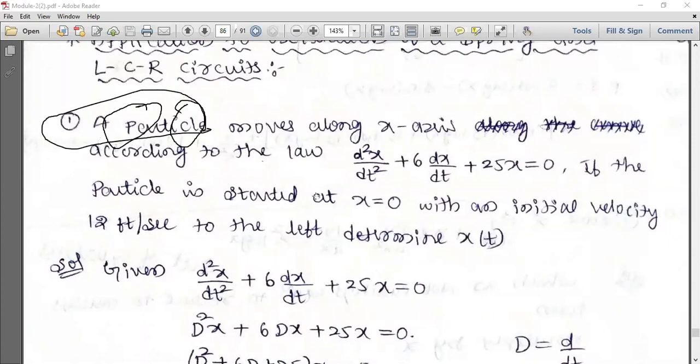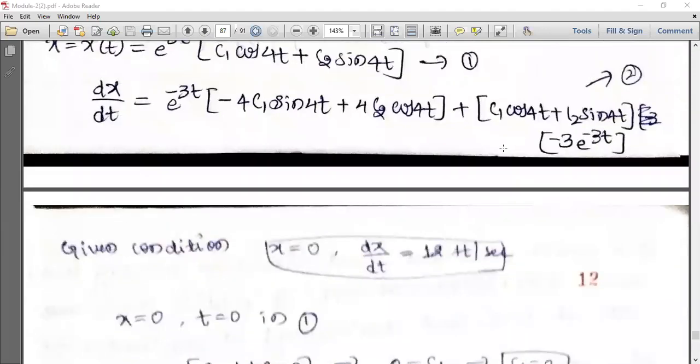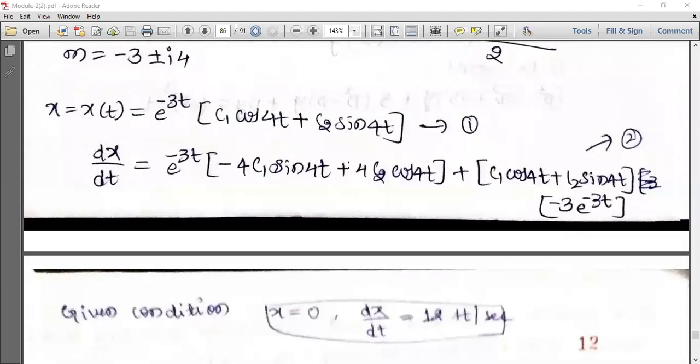Why we want a derivative is because they have given the initial velocity. What do we mean by velocity? If x is a displacement, then the derivative of the displacement with respect to time is called velocity. So we will write dx by dt, differentiating with respect to t.